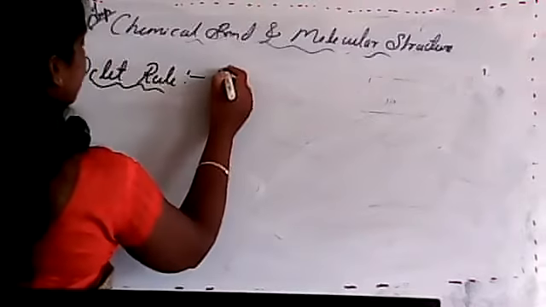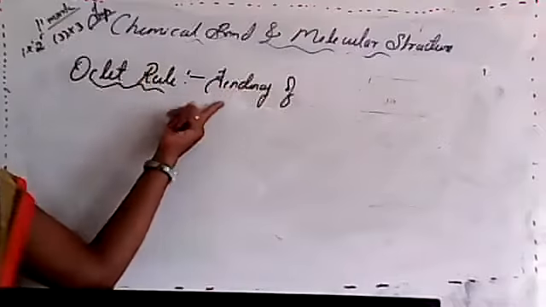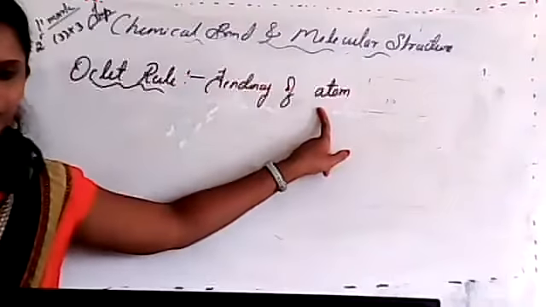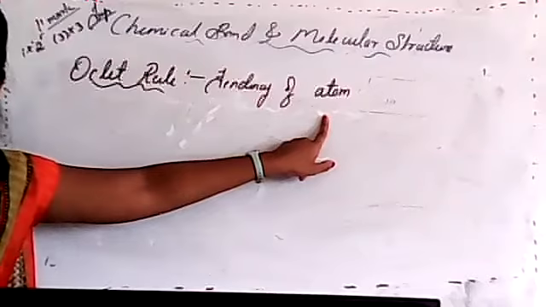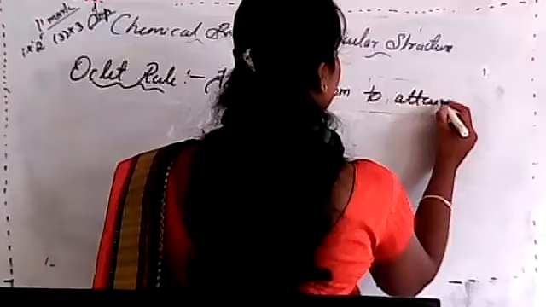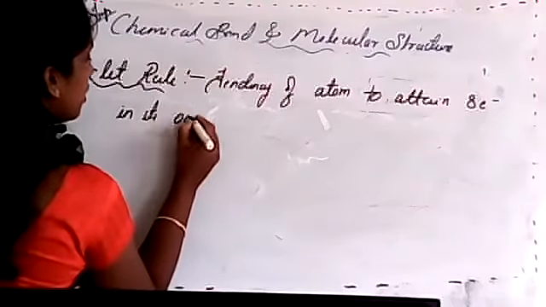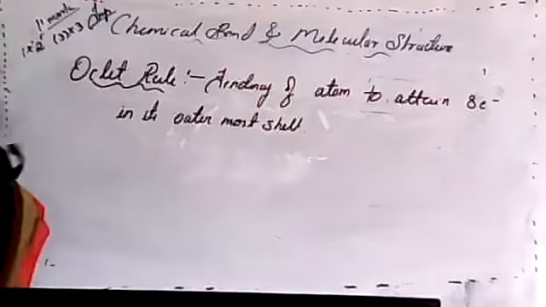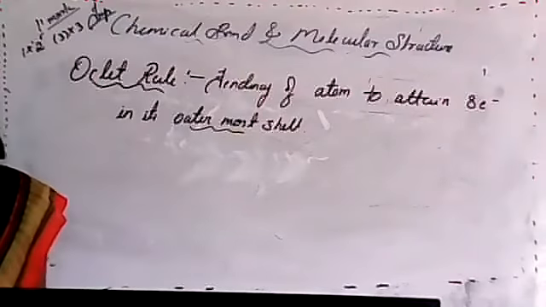Octet rule is a tendency. It is the tendency of an atom to attain 8 electrons in its outermost shell. It is very important. Why do we have to use the outermost shell?